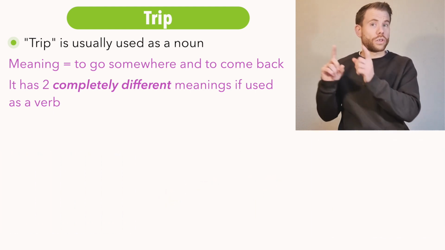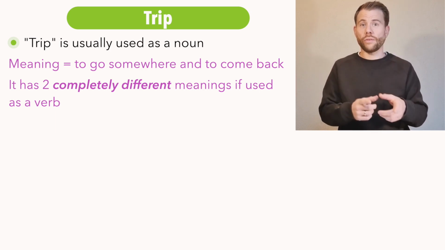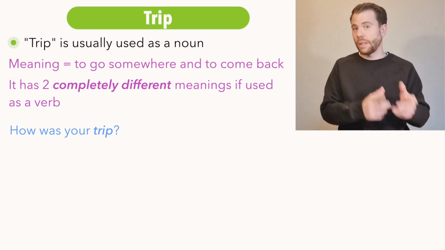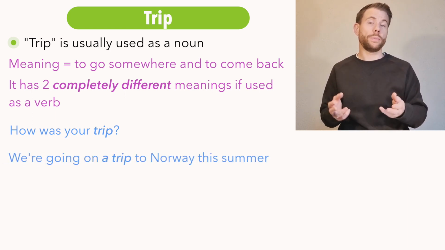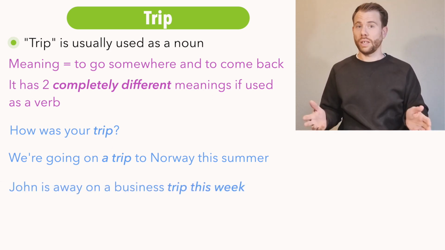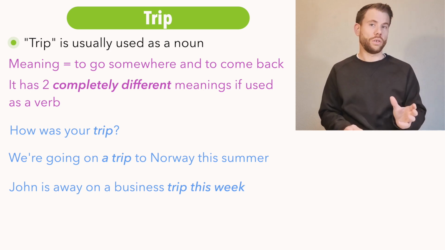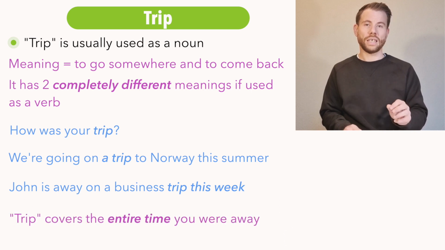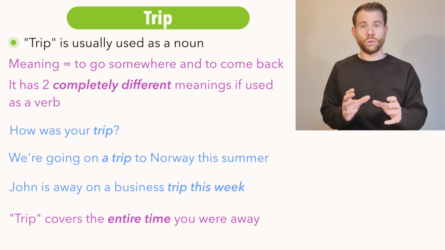So in the question we just saw before, which was incorrect, it's not how was your travel, it could be how was your trip. Some other examples could be, we're going on a trip to Norway this summer. John is away on a business trip this week. So you see a trip, it's a noun. It's not being used as a verb in the other meanings that we saw. It's being used as a noun to speak about the entire time you were away.